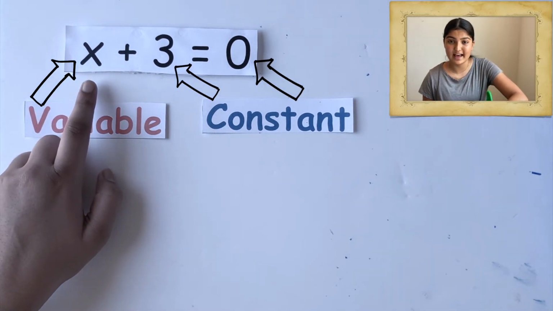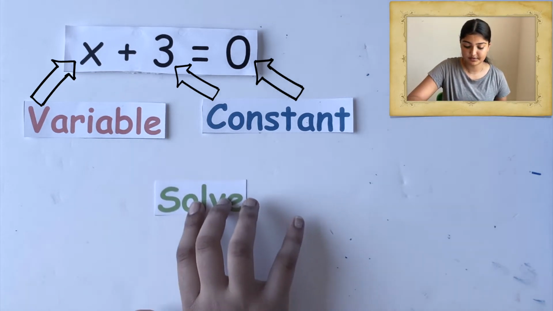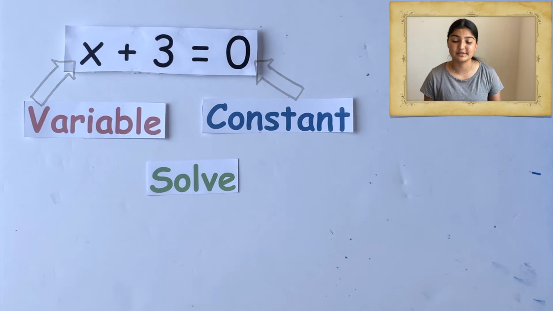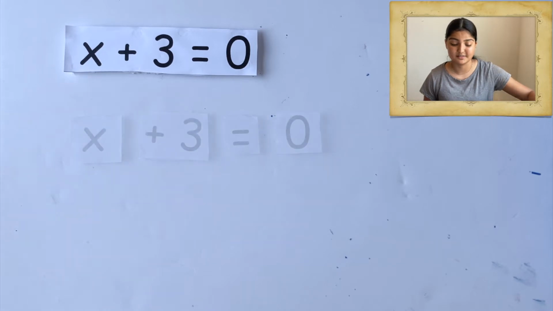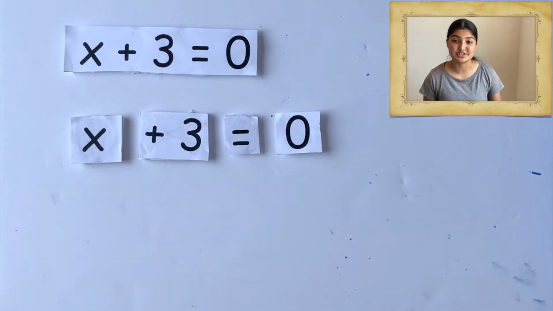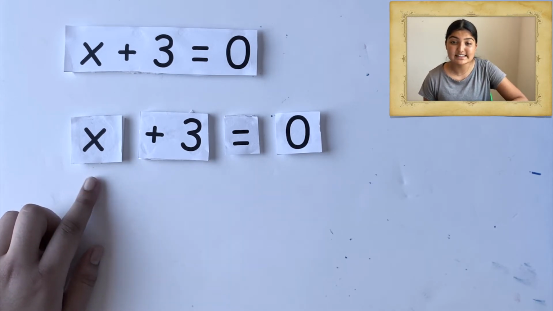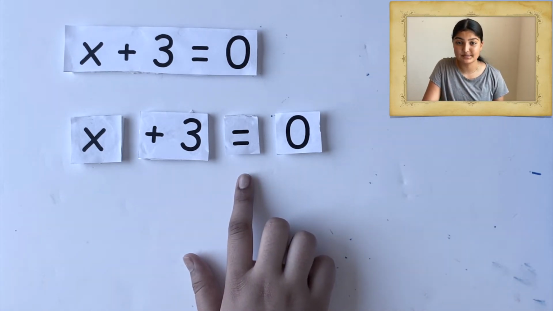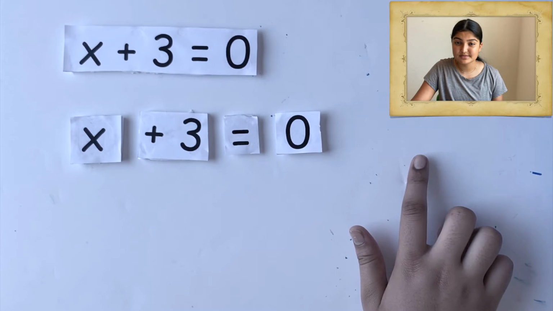The value of x. So how can we find the value of x? All we have to do is solve. So let's do it. We can start by writing this equation again. Now, in order to solve this equation and find the value of x, we need to keep x alone on one side of the equal sign and take everything else on the other side. So let's do it.